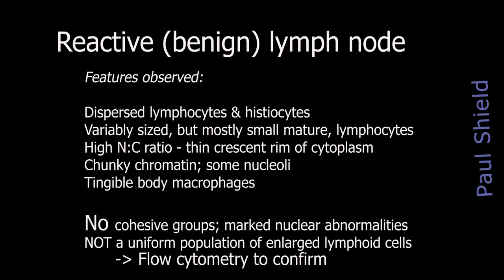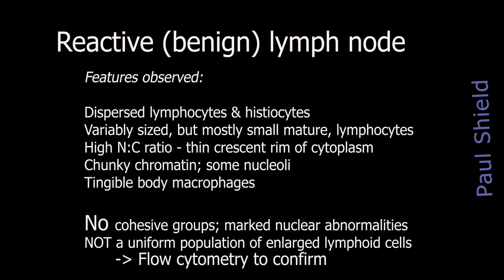So in summary, what we see in a reactive lymph node are dispersed lymphocytes and histiocytes. They vary in size, but most of them, say 70% or so, are small, mature lymphocytes. All of the cells, being lymphoid, have a high NC ratio, and that very characteristic little crescent rim of cytoplasm. Important to identify that to rule out, say, a neuroendocrine metastasis.